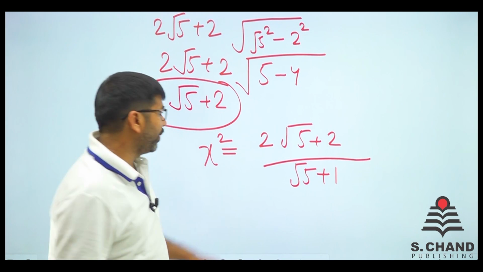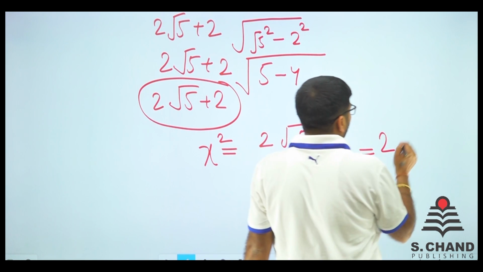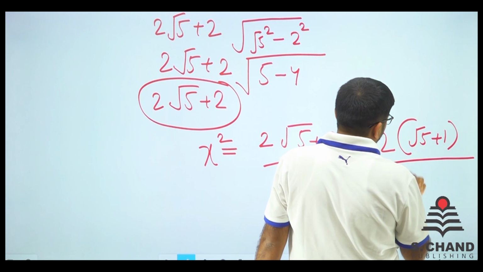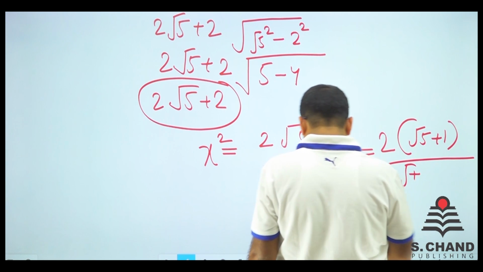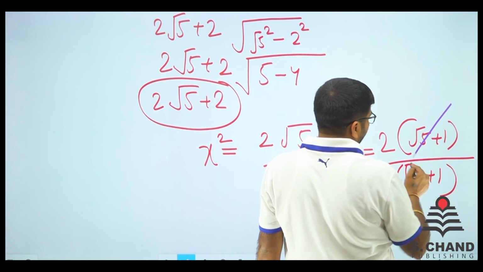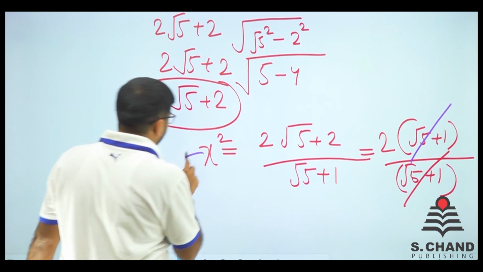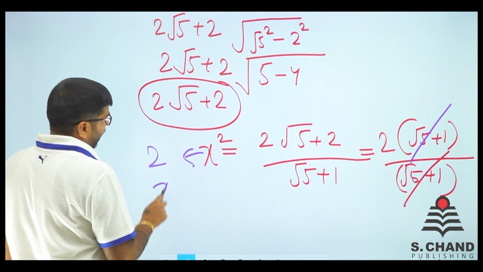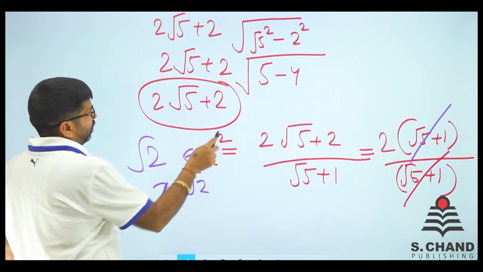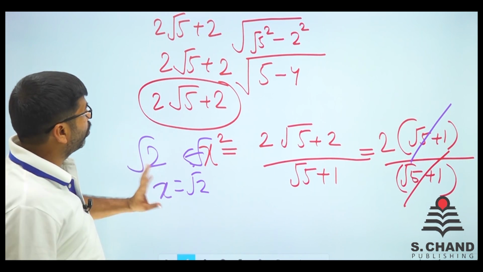So you can do one thing. You can take 2 as a common part. So 2 root 5 plus 1 divided by root 5 plus 1. So you can directly cancel out root 5 plus 1 with root 5 plus 1. So x square is equal to 2. That means x is equal to root 2, because we will put root here, root cancels. Right. So x is equal to root 2.